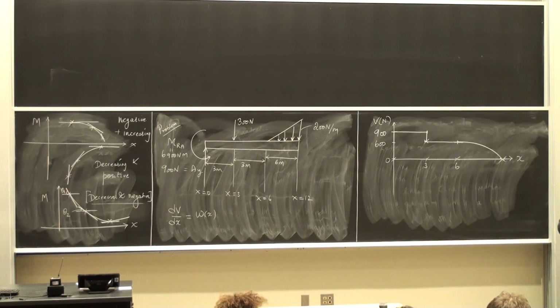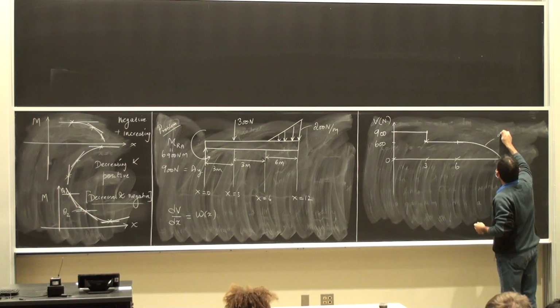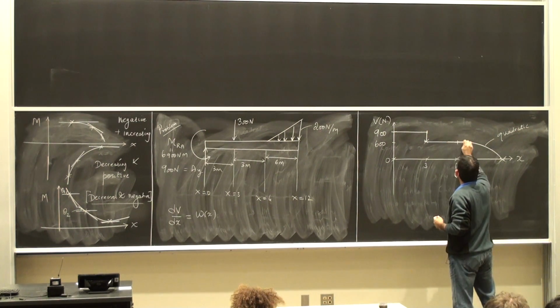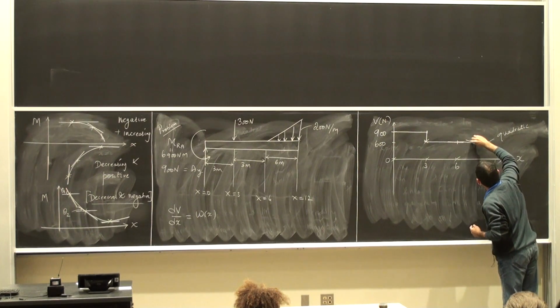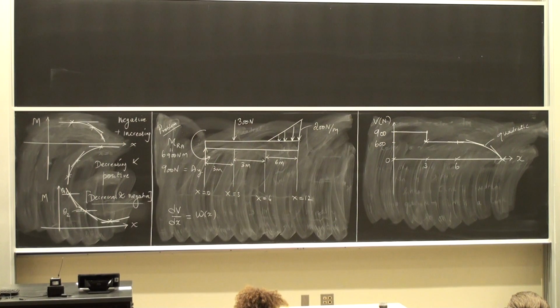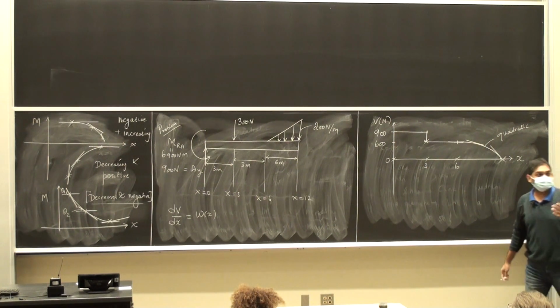And because my slope is changing linearly, my curve becomes a quadratic. Slope was 0 here, slope is increasing, and it's a quadratic curve because my slope is changing linearly. Am I making sense to everybody?